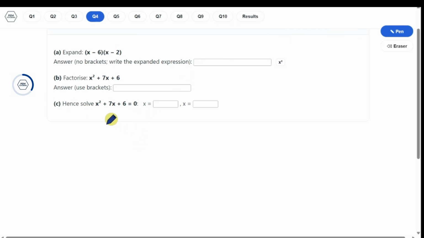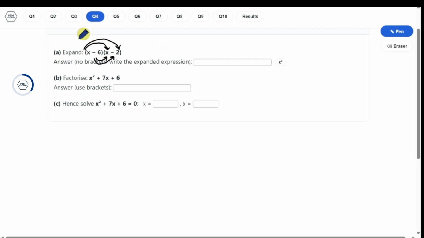Okay, so let's look at question 4. We want to expand these brackets here. So we have x times x, and then we have x times negative 2, and then we have negative 6 times x, and negative 6 times negative 2.